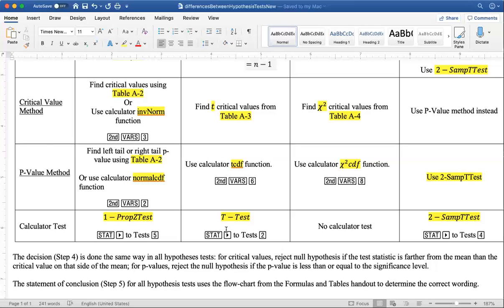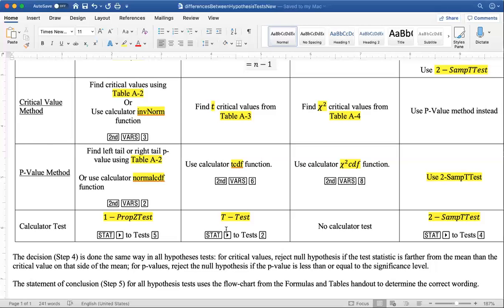The things that are exactly the same are the last 2 steps. The decision step, step 4, is you're going to make your decision using the critical value by rejecting H0 if the test statistic is farther from the mean than the critical value on that side. And for the p-value, you're going to compare the p-value to alpha. If the p-value is less than or equal to alpha, you will reject. This is going to be true for all 4 hypothesis tests.